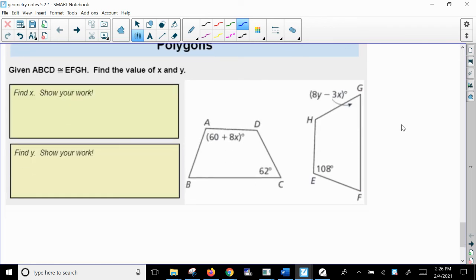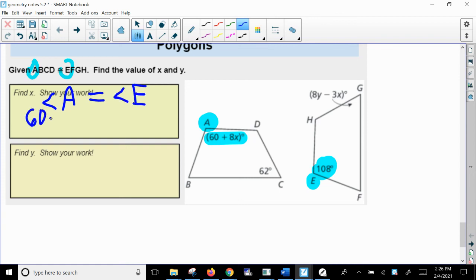Last problem. These are quadrilaterals. And they are congruent. I'm going to look at the order of the letters. I'm trying to solve for x. X is here, which is angle A. Angle A and angle E are corresponding angles. Angle E is 108. So I know angle A is corresponding with angle E. Angle A is 60 plus 8x. And angle E is 108.